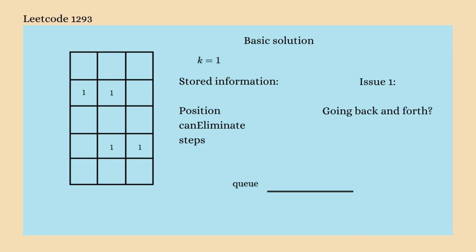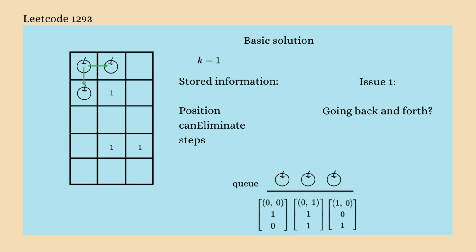The first issue is that we may encounter a going back and forth problem. Let me use an example to illustrate this issue here. Firstly, we start from the upper left corner. We have two possible directions, which are going right and going down, so we push two more apples to the queue. We are done with the first apple, so we pop the first apple out. Secondly, we focus on our second apple, which lies on the position 0, 1. One possible direction from the second apple is going left, so we push the fourth apple to the queue.